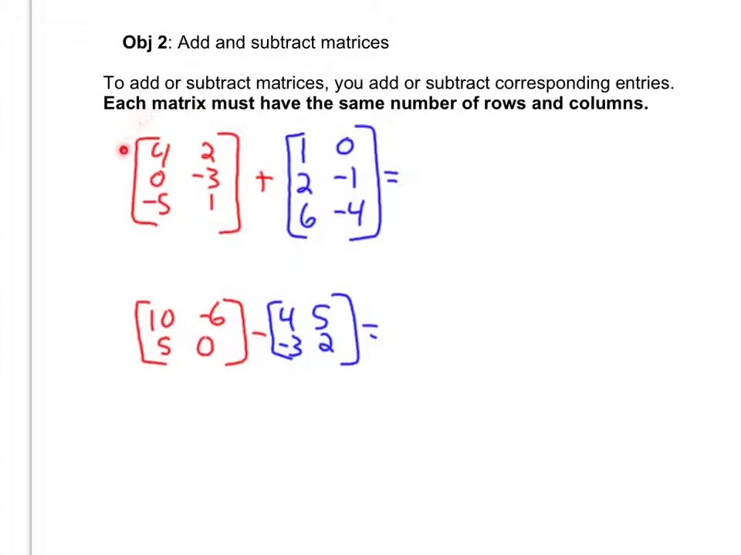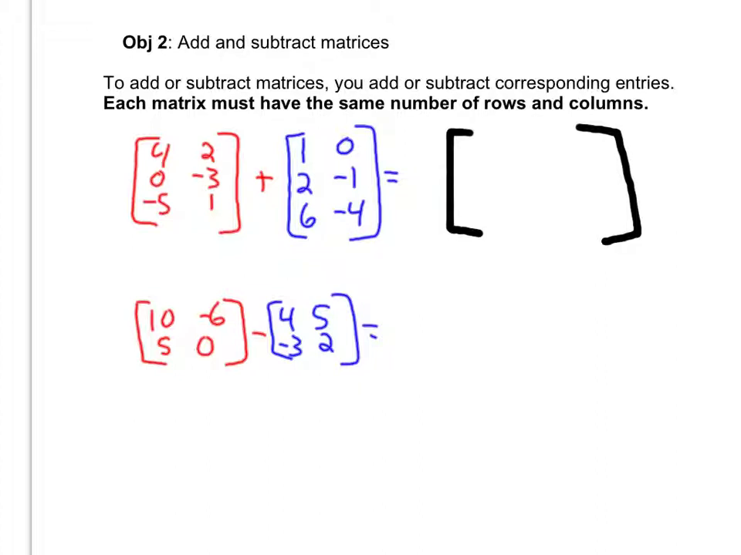Okay, so here, notice, I've got a 3 by 2 matrix, and I'm adding that to a 3 by 2 matrix. Here I've got a 2 by 2 matrix, and I'm subtracting a 2 by 2 matrix. Okay, I could not take a 3 by 2 matrix and add a 2 by 3 matrix. That doesn't work. They have to have the same rows, so these each have 3 rows, and the same columns. These each have 2 columns to be able to add them together. Alright, well we're going to add these together, and we're just going to make one brand new matrix.